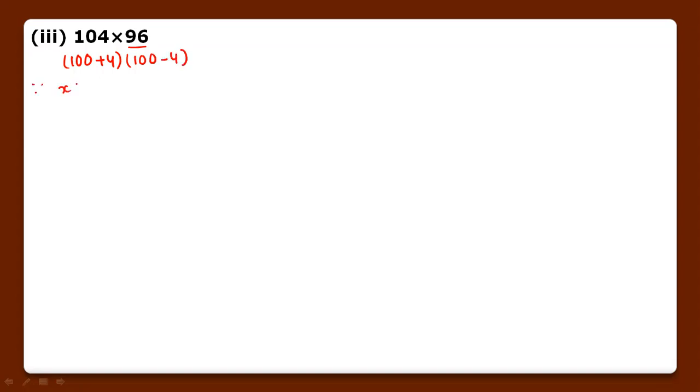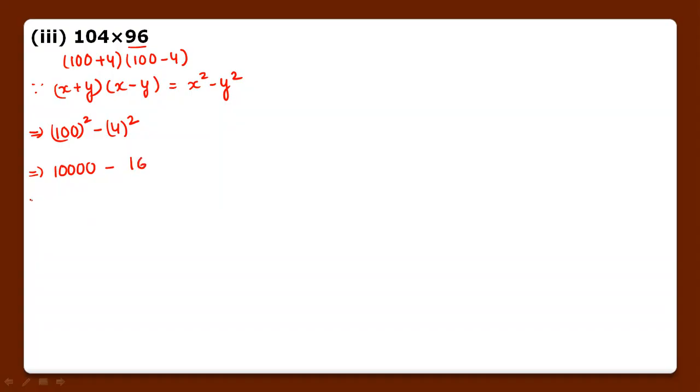Since x plus y, x minus y is equal to x square minus y square, the same expression is formed. Here our x is 100, so 100 square minus y square, where y is 4, so 4 square. This is 10,000 minus 16, which is equal to 9984.